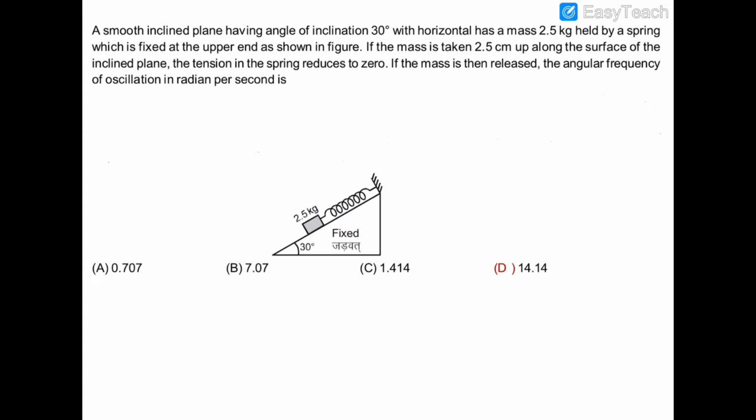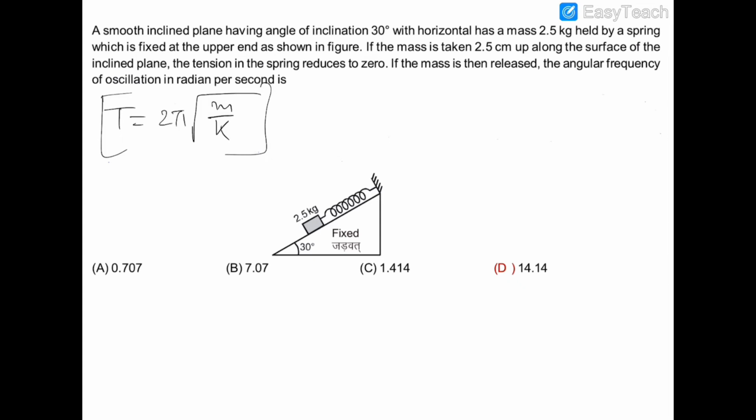So if the mass is released from that position, which is 2.5 centimeter up along the inclined plane, then we have to find out the angular frequency of oscillation. This is another question in which a spring is connected to a block from one end, and the other end of the spring is connected to the fixed surface. So we can directly say that the time period of SHM would be 2 pi under root m by k, irrespective of the fact that mg sin theta would be acting on this system in the downward direction.